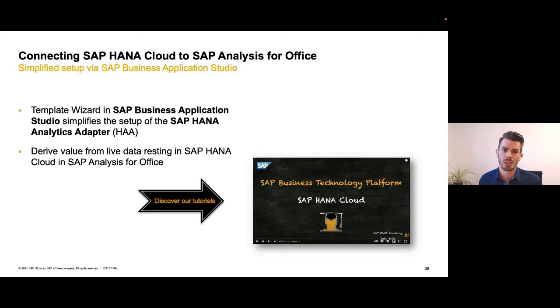The connection between SAP Analysis for Office and SAP HANA Cloud works via the SAP HANA Analytics adapter that you need to deploy using the Business Application Studio. And that entire process has now been wrapped into that tutorial-based guidance that we now offer with the SAP Business Application Studio. To explain that, the SAP Academy team created some great materials about the integration in detail, but also about SAP HANA Cloud in the context of the SAP Analysis for Office tool in addition.